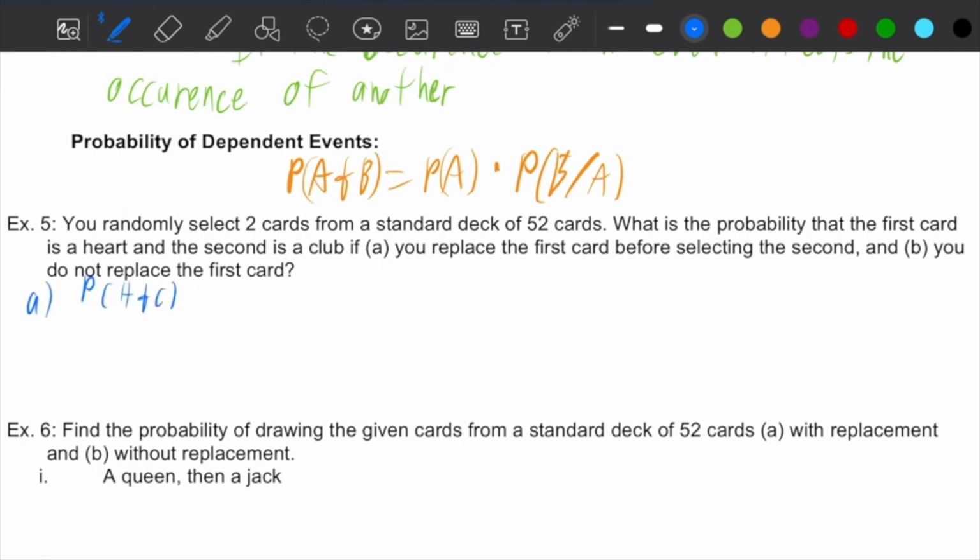is a club. So the probability that the first card is a heart is 13 out of 52. And then you would draw that heart, put it back in the deck. So there's still 52 cards in the deck when you go to draw the second one. The probability that out of those 52 cards, one of them is a club is 13 out of 52. So you would just multiply these together and get 1 over 16. These you would simplify, by the way. Each of these would simplify to 1/4, in case you're curious, because a fourth of the deck is each suit.